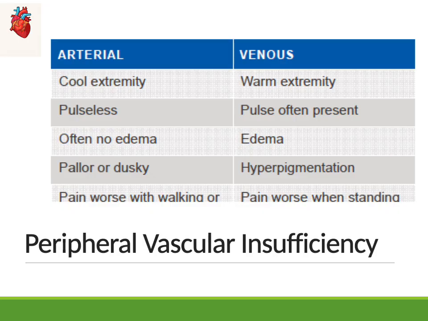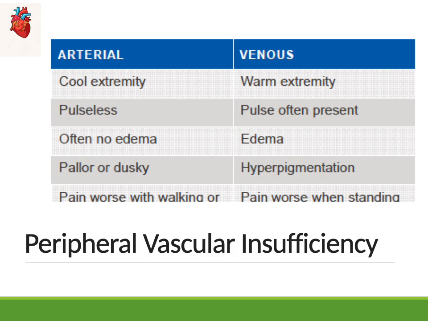Okay, looking at peripheral vascular insufficiency, we can categorize them as arterial versus venous. What would arterial look like? These patients are going to have cool extremities. They may have pulselessness. Oftentimes, they're not edematous, but they may have pallor or a dusky appearance. They get pain more with walking or exercise, often what we refer to as leg angina, due to it being arterial in nature.